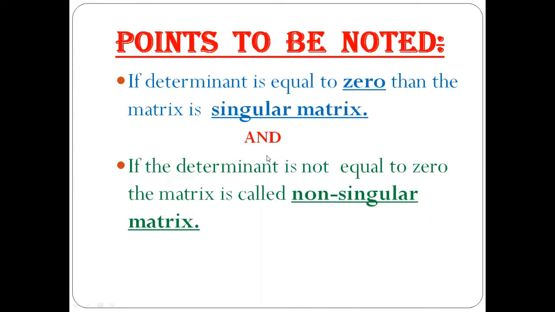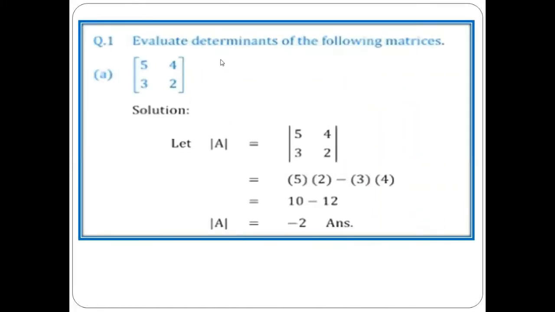Now keep this in your mind. If the determinant is 0, then the matrix is a singular matrix. And if the determinant is not equal to 0, or is any other number, then the matrix is a non-singular matrix. Now move towards the book question. Evaluate determinants of the following matrices.